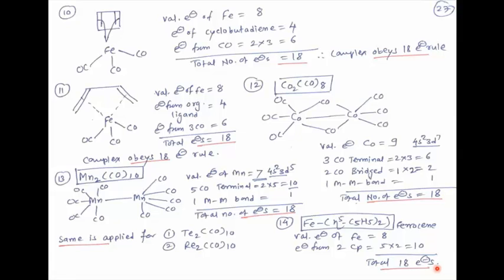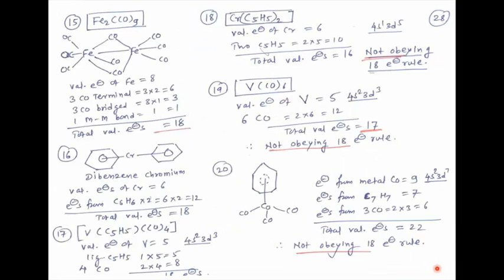Hence this complex obeys the 18 electron rule, therefore it is stable. Then say this one, 15th, Fe2(CO)9. This is the structure. Fe is bonded to 3 terminal carbonyl groups. It is also bonded to 3 bridged carbonyl groups, and 1 metal-metal bond is present.